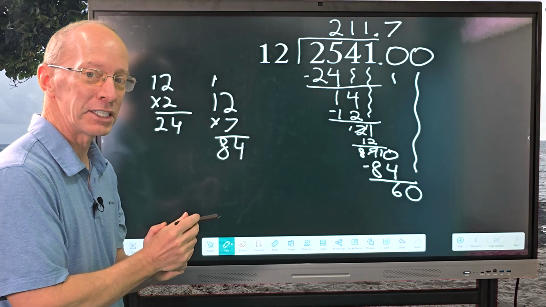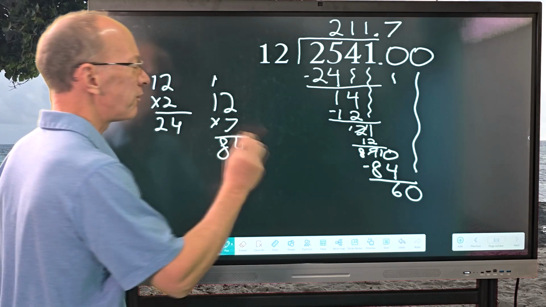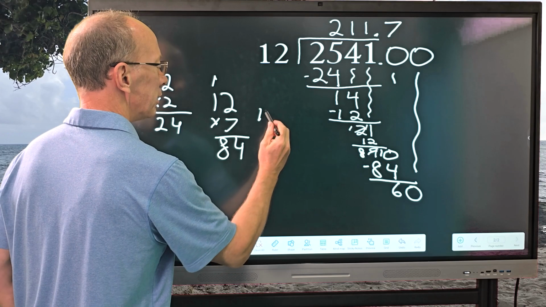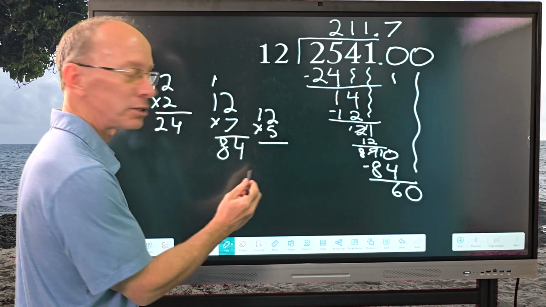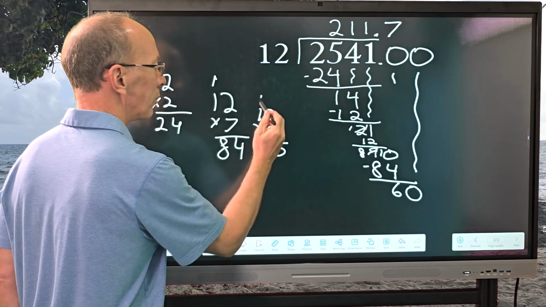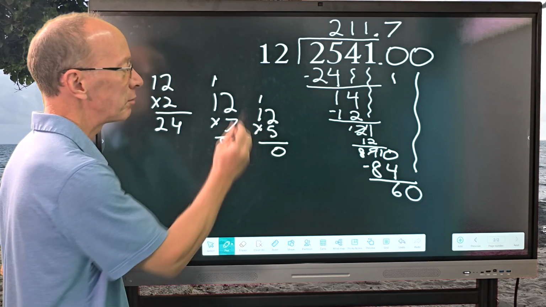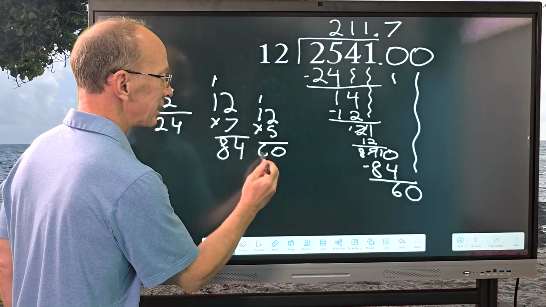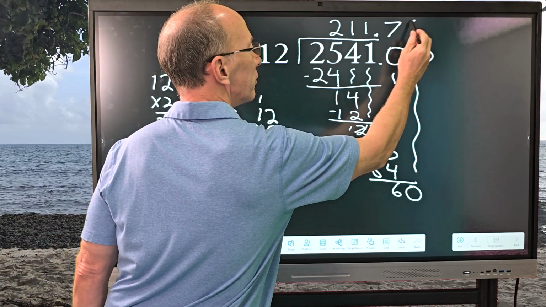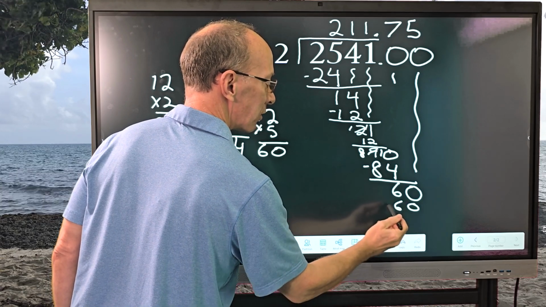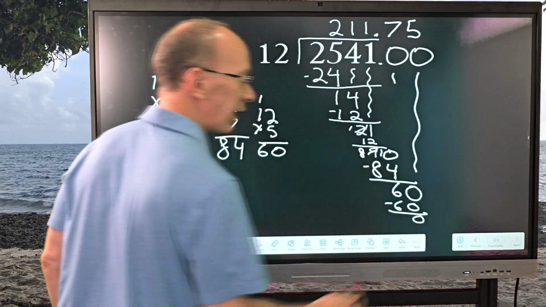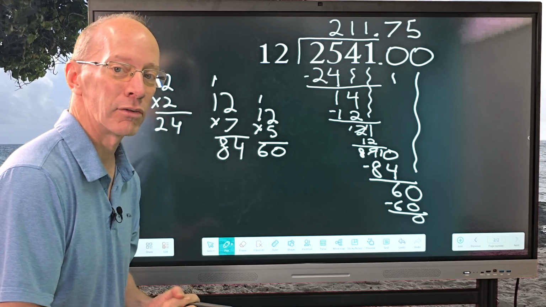If you know the multiplication, and make sure you learn it, it is 5 times. So here is 12 times 5. So 5 times 2 is 10, carry the 1, then 5 times 1 is 5, plus the 1, which would be 60. So I'm going to put 5 right here, and 5 times 12 would be 60, subtract, and then we have 0 as our remainder.